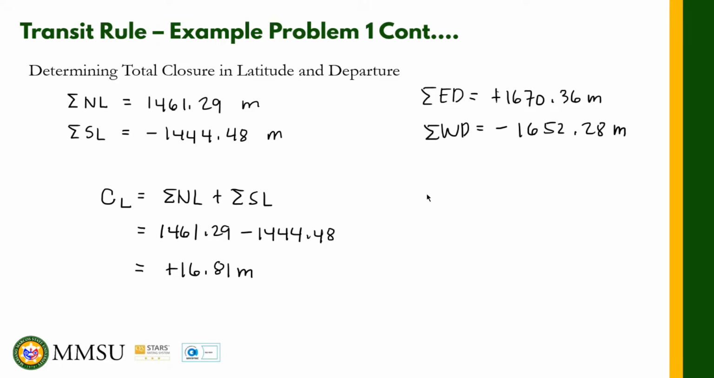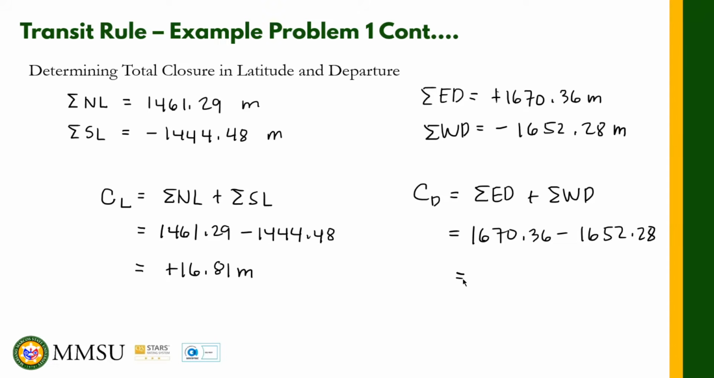On the other hand, the total closure for the departure is just equal to the summation of east departure plus the summation of west departure. Basically, this is just the difference, 1670.36 minus 1652.28. And we will come up with positive 18.08 meters. So we have computed the total closure in latitude and in departure.